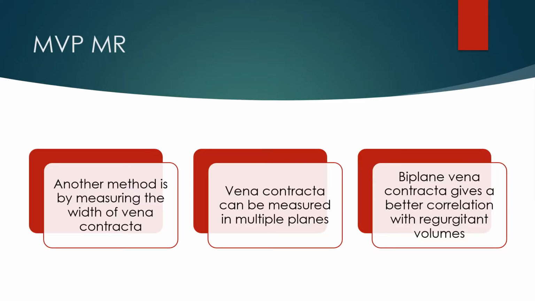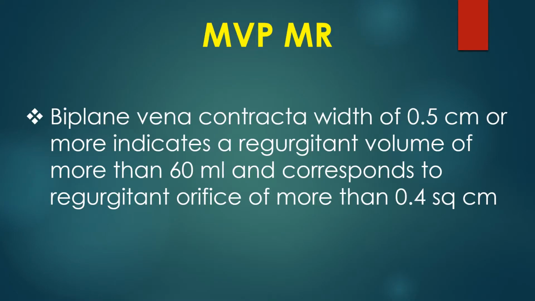Another method is by measuring the width of vena contracta. Vena contracta can be measured in multiple planes. Biplane vena contracta gives a better correlation with regurgitant volumes. Biplane vena contracta width of 0.5 cm or more indicates a regurgitant volume of more than 60 ml and corresponds to regurgitant orifice of more than 0.4 square centimeter.